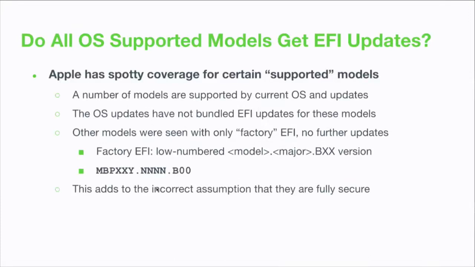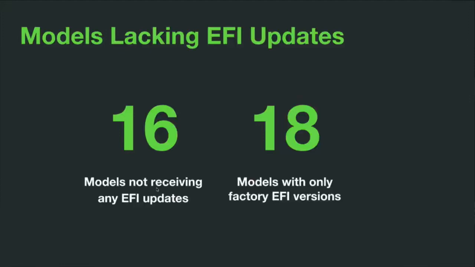So other models would slowly get increasing build numbers, ostensibly because patches were included. These models never saw anything other than what they shipped from the factory with, and we broke that down to models that didn't receive any EFI updates, so they were still at build 00, or they stayed the same across the timeline, or models with only factory EFI versions, so measured at when they actually shipped to the world. Those versions also didn't change.